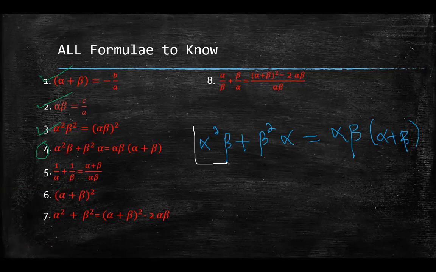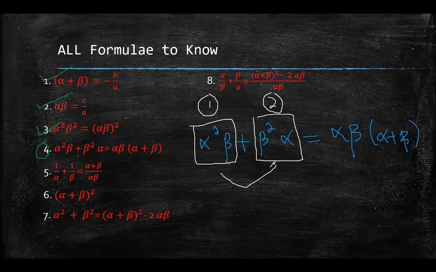If I look at this, say this is box number 1 and this is box number 2, can anybody tell me what they have in common? What do these two boxes have in common? Anybody? Alpha and beta. Yep, they have alpha and beta in common.